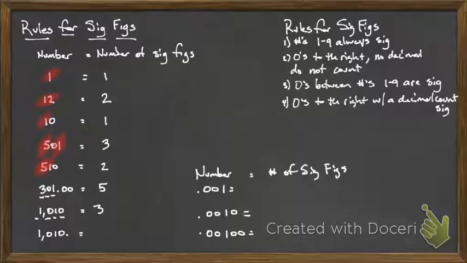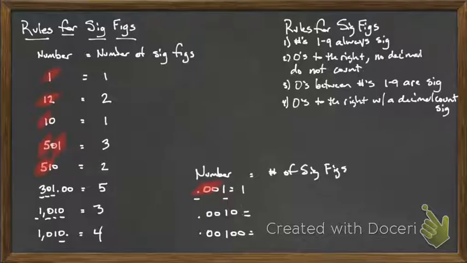So the number below it, 1010., has 4. Because there's a decimal, this 0 here now counts. So a couple more rules, and it is about zeros. I have a decimal, 0.001, only 1 is significant. That number is always going to be counted as significant. But because the zeros are placeholders to the left, they do not count.